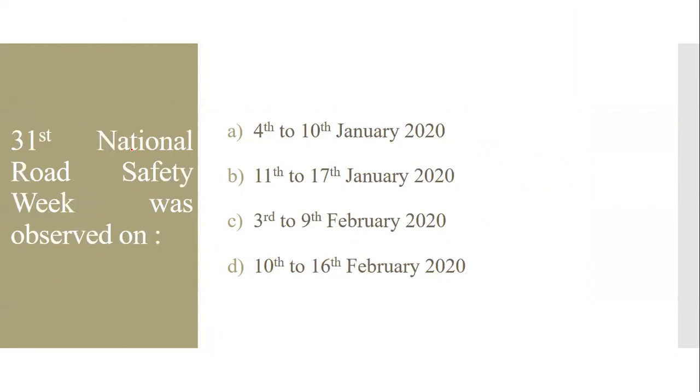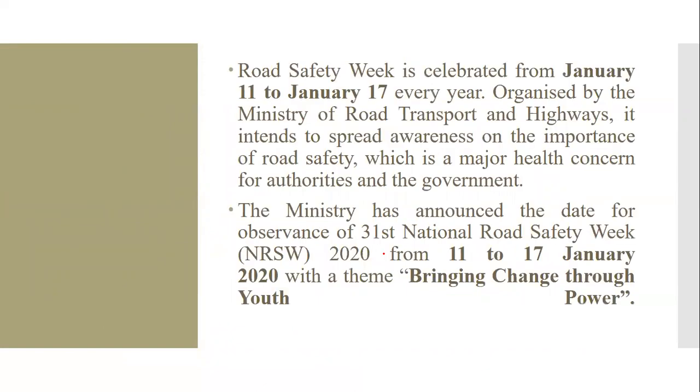Then next is, the 31st National Road Safety Week was observed. So we should know the number of the week; this is regarding the 31st National Road Safety Week. Options are 4 to 10 January 2020, 11 to 17 January 2020, 3rd to 9th February, and 10 to 16th February. So what is Road Safety Week? Road Safety Week is celebrated from January 11 to January 17th every year. It is mainly organized by the Ministry of Road Transport and Highways.